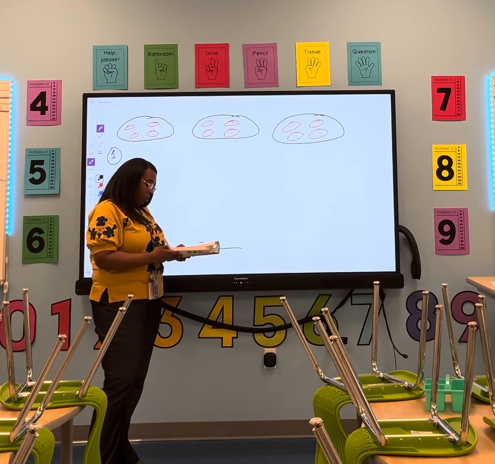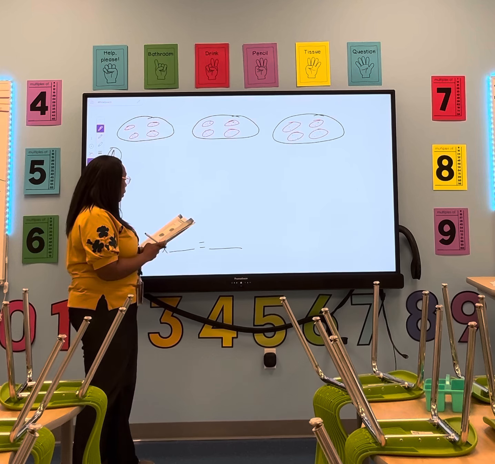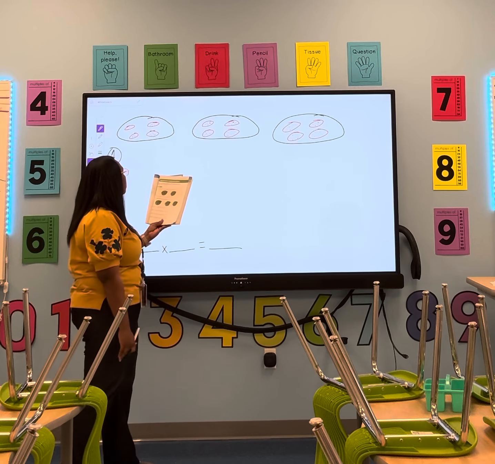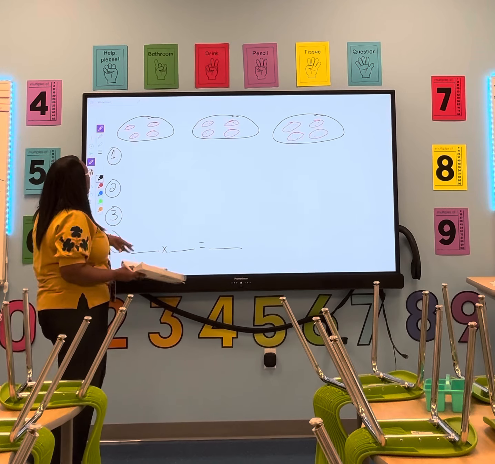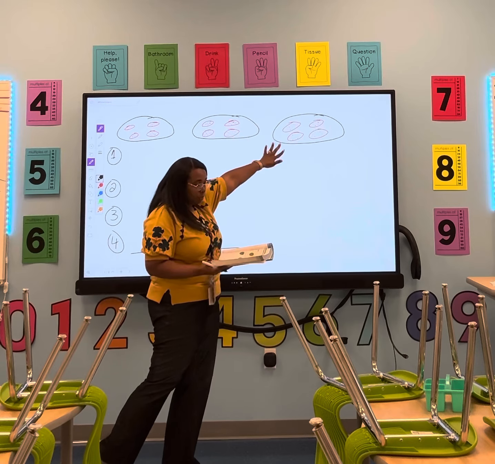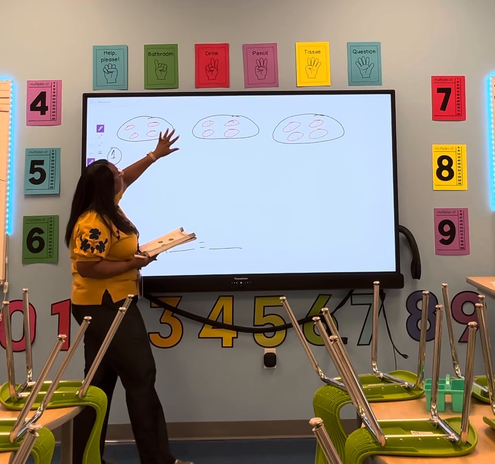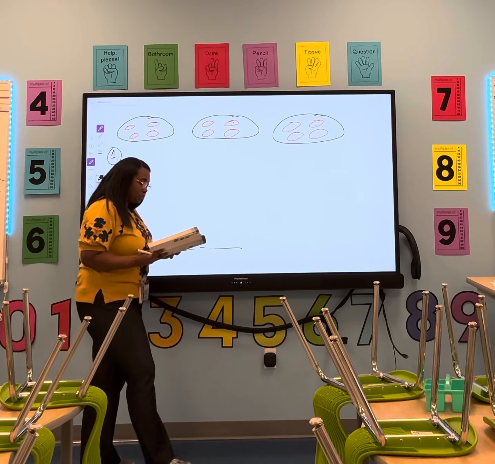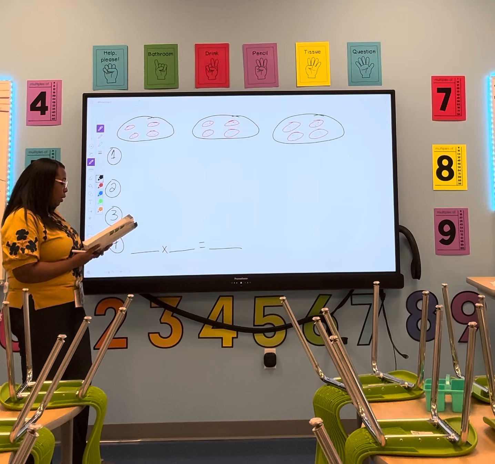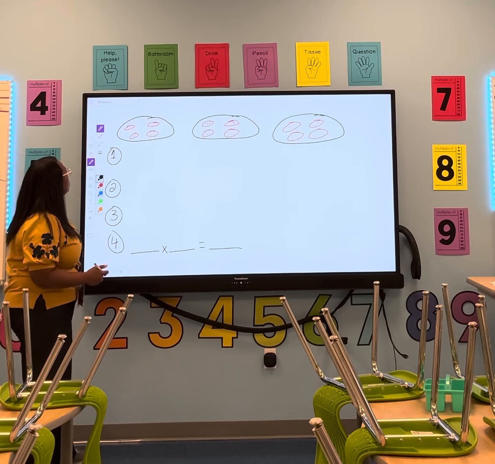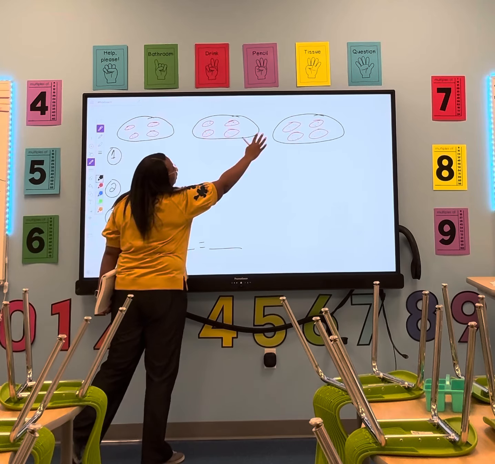Looking at page 99, number 1, it says, use the picture below to answer problems 1 through 4. This is the drawing. These are 3 leaves, and you have 4 ladybugs on each leaf. Number 1 says, how many equal groups are there? So we're looking at the groups. The groups are the leaves.